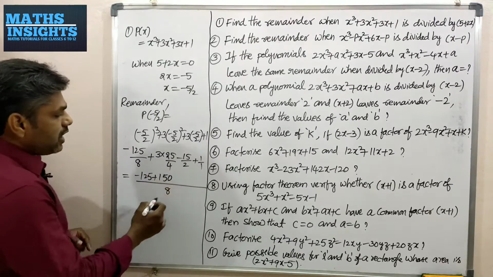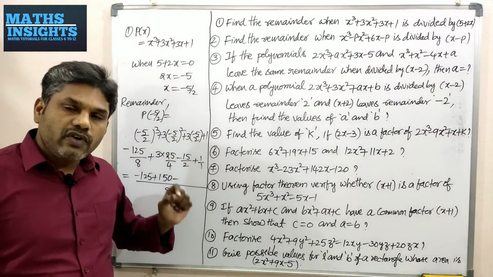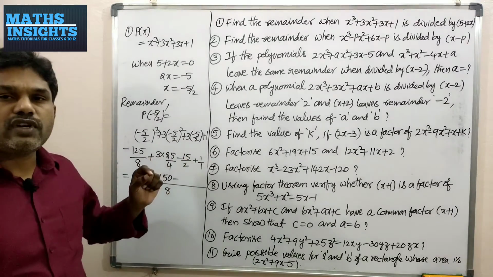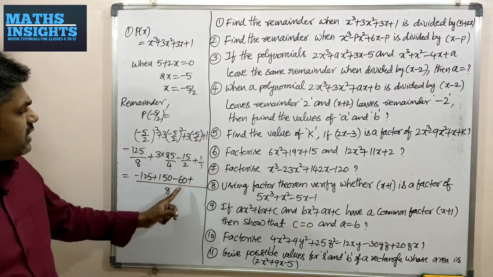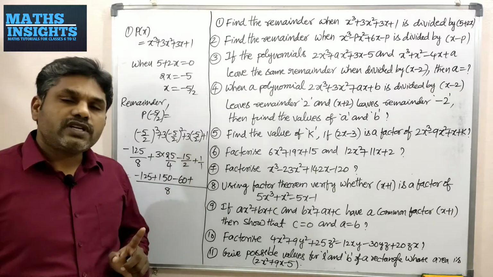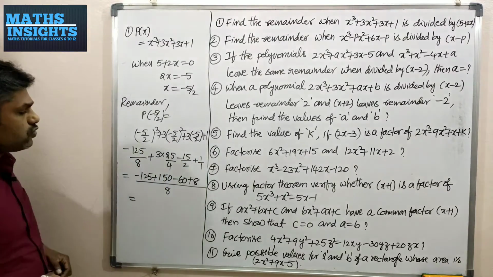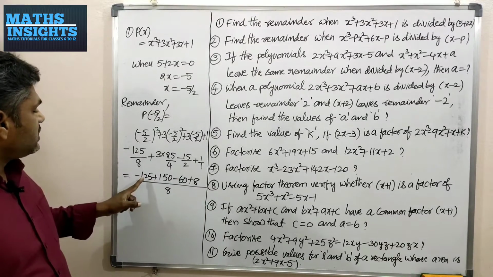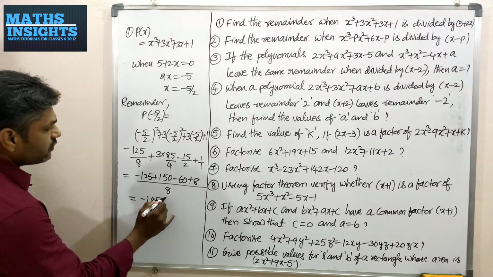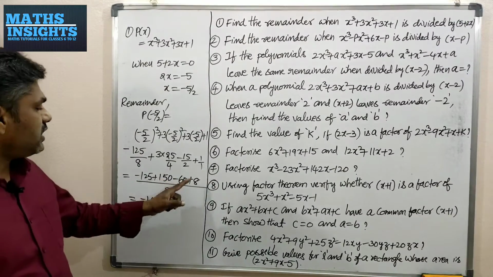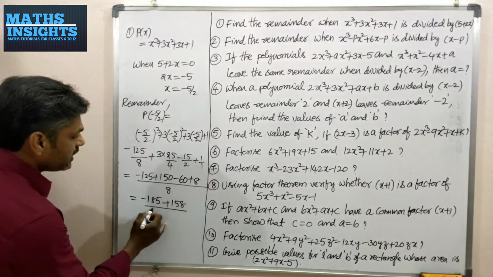Okay. And minus, when 8 is divided by 2, it divides 4 times. 4 into 15, 15 4s are 60. Plus, when you divide this 8 with 1, your quotient is 8. 8 into 1 is 8. Therefore, we have to do simplification. See, minus 125 minus 60, that is minus 185. And plus 150 plus 8, that is plus 158 by 8.